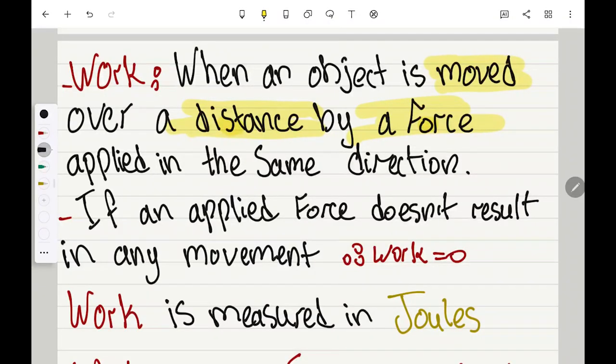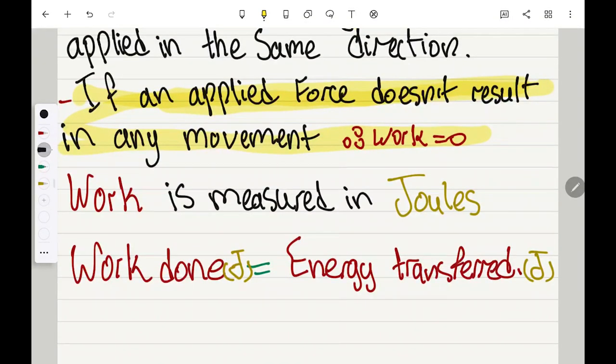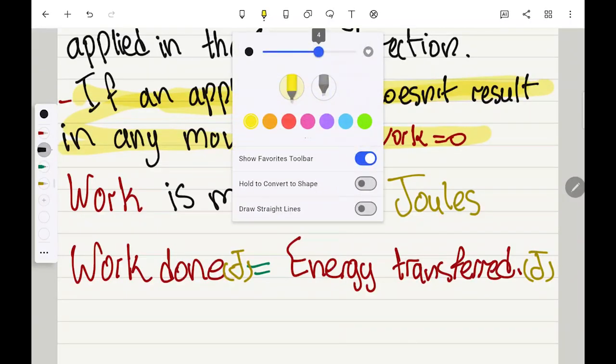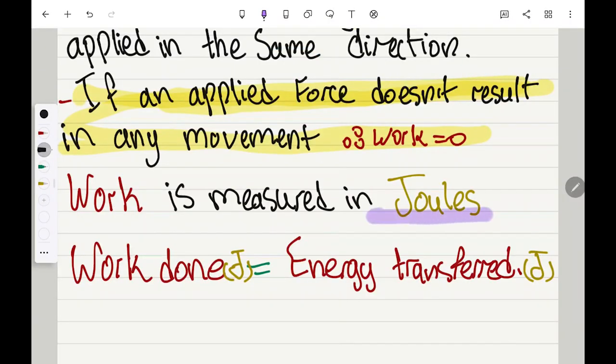It says on this third line right here, if an applied force doesn't result in any movement, then your work is automatically 0. Again, the exact same point that we're discussing. And finally, it says that work is measured in joules. All right, and this is something that you should know and shouldn't forget, that the unit that we use to measure work is joules.